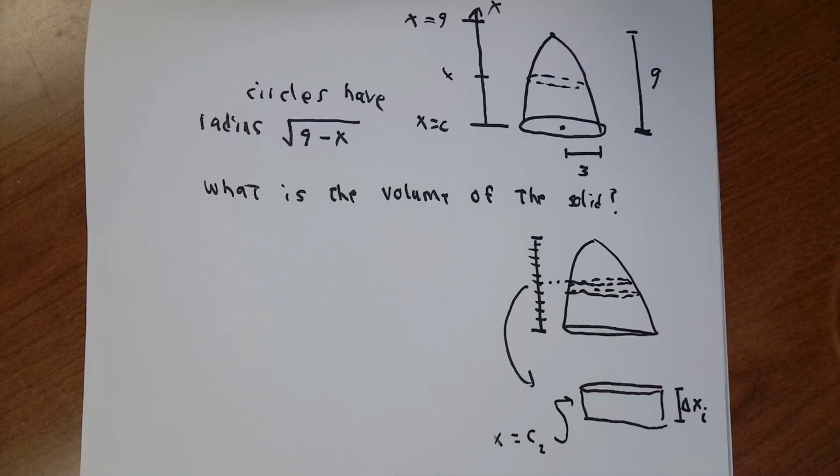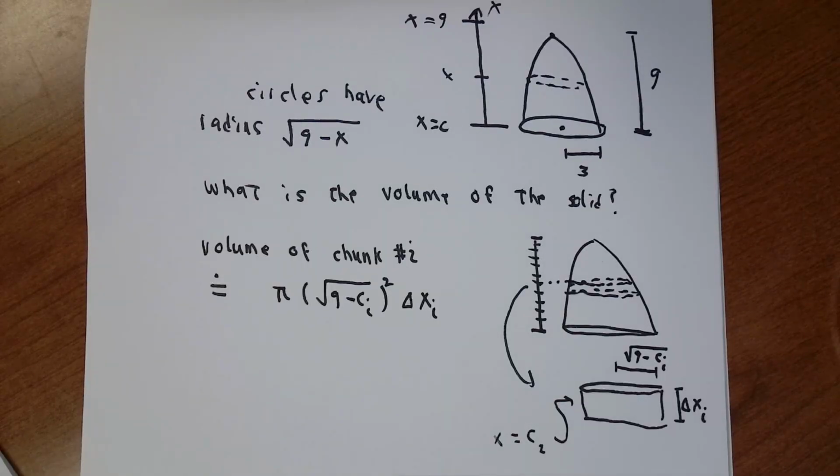According to the setup of the problem, if I know the x value, the radius of the corresponding circle is the square root of 9 minus that x value. So I can estimate the volume of this one chunk by calculating the area of the circle of radius square root of 9 minus c sub i, multiplying it by the perpendicular height, delta x sub i. Of course, the square of the square root of 9 minus c sub i is just 9 minus c sub i.